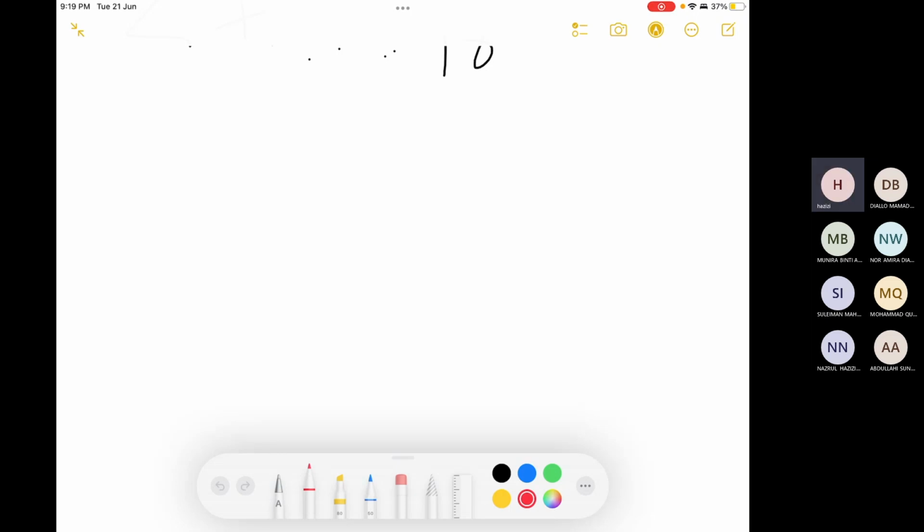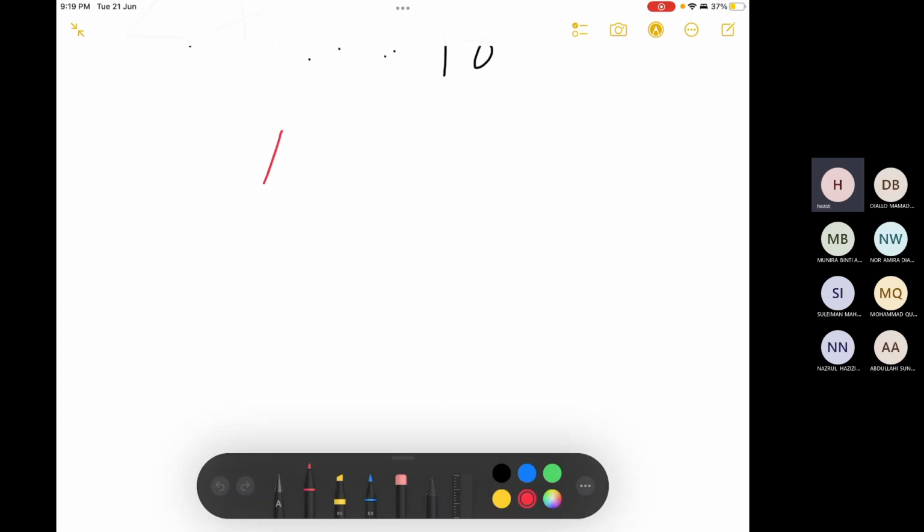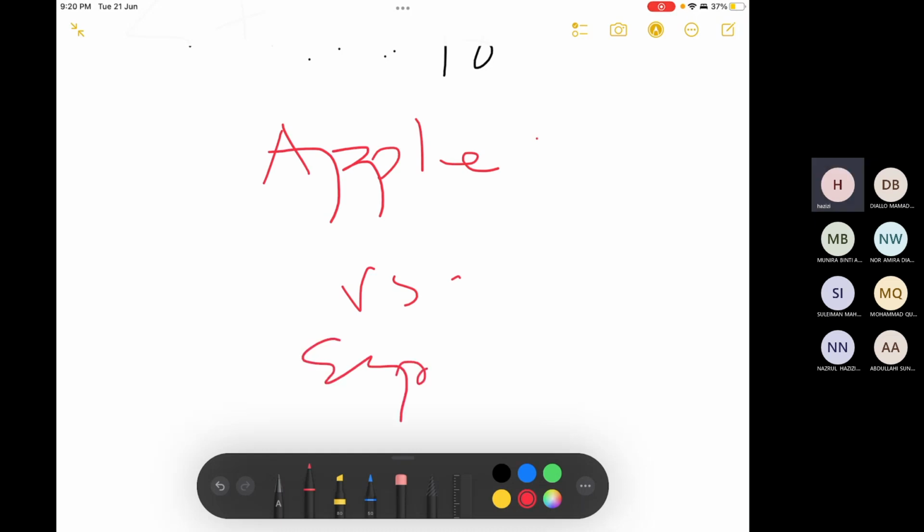Meaning that the higher the demand for that particular bond, the more expensive the price of the bond will be. For example, if you buy a bond from, let's say, Apple versus the bond issued by Sapura, which one is going to be priced at a higher price? Apple. Why? Anyone can give an answer?